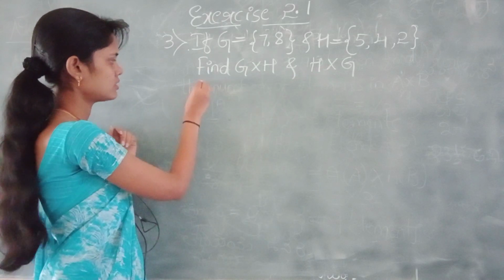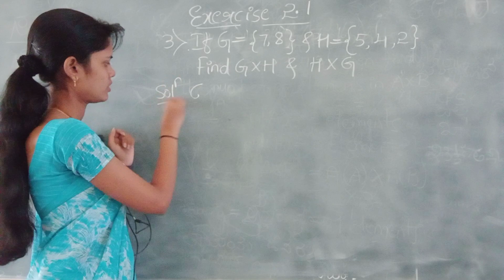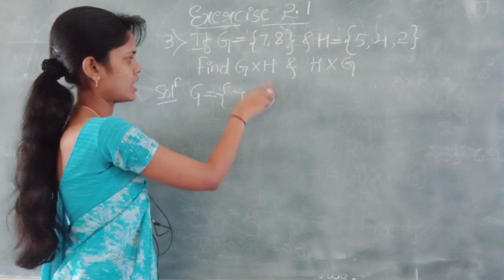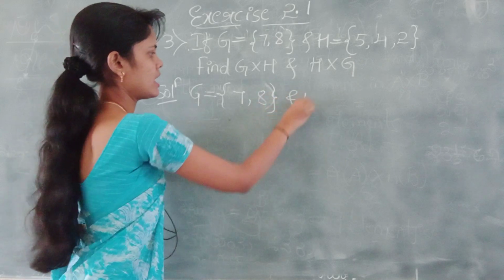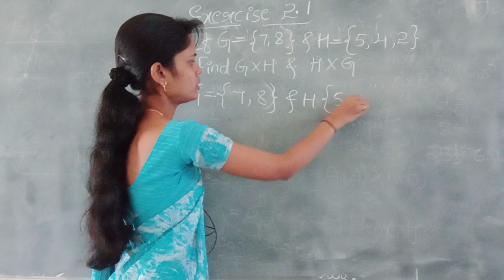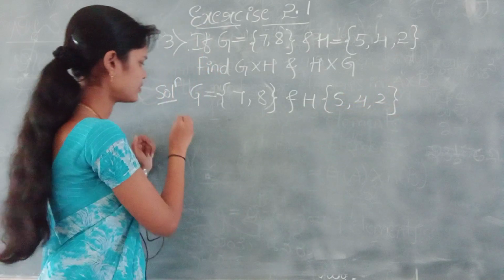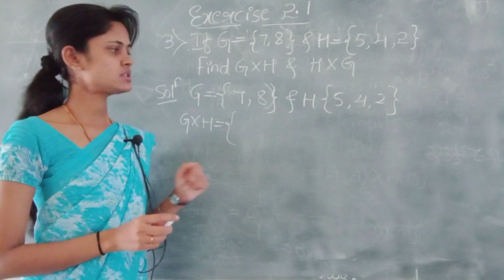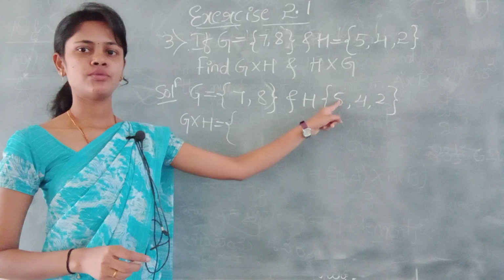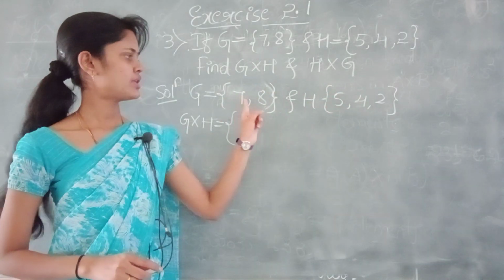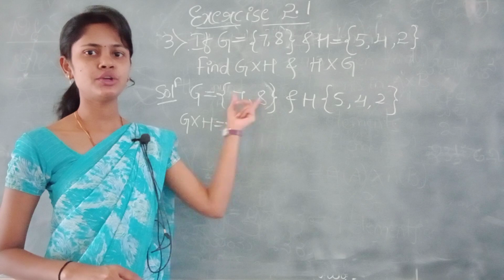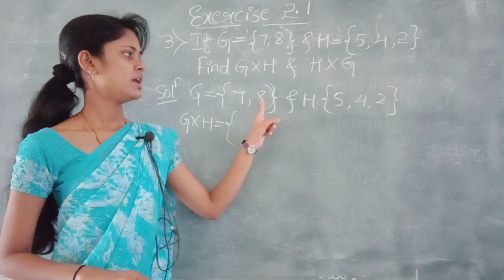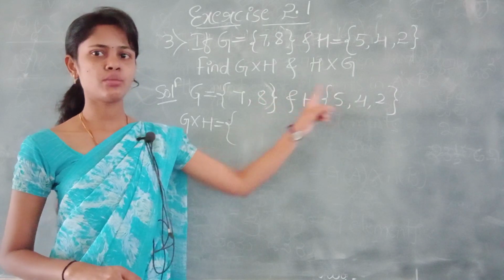So how can we write it? Solution: given that G = {7, 8} and H = {5, 4, 2}. Therefore G cross H is: (7, 5), (7, 4), (7, 2). That is, from the first element to each element in the second set, like that. Then (8, 5), (8, 4), (8, 2).